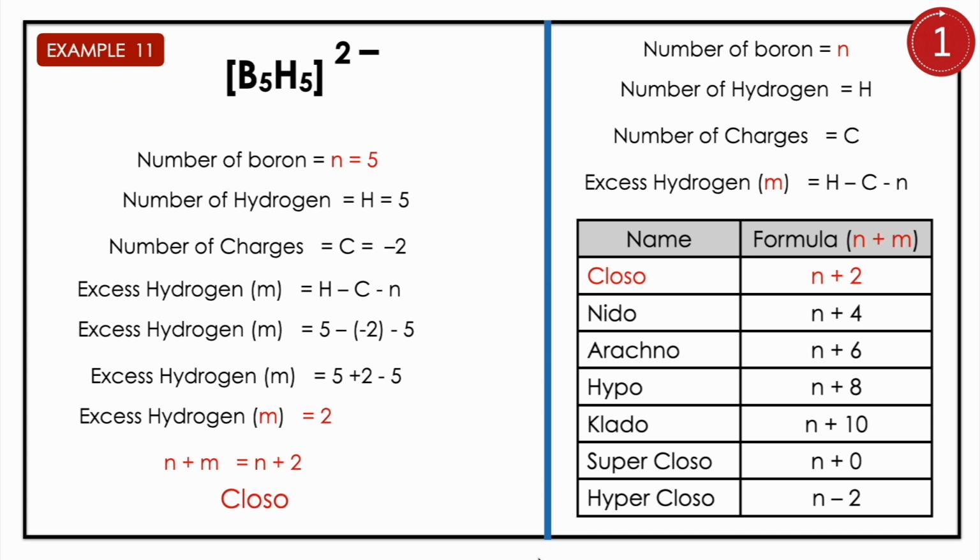Here M is H minus C minus N. H is 5, C is minus 2, N is 5. If you substitute it, you have 2. It is an N plus 2 system. According to the table, it is a Closo structure. So according to Wade's rule, B5H5 2 minus has a Closo structure.